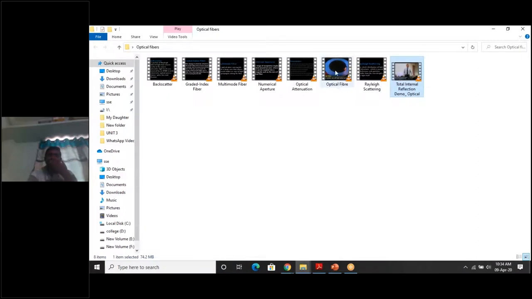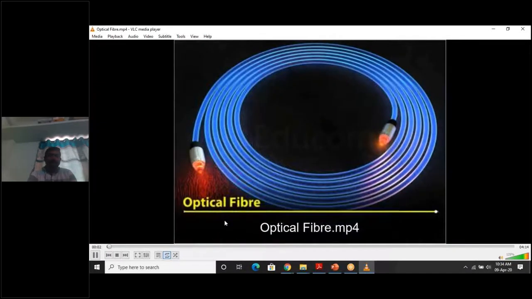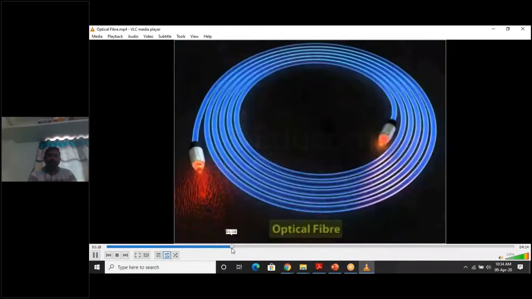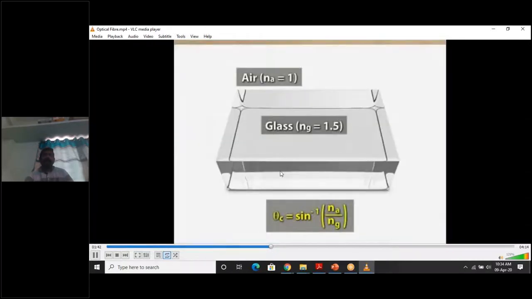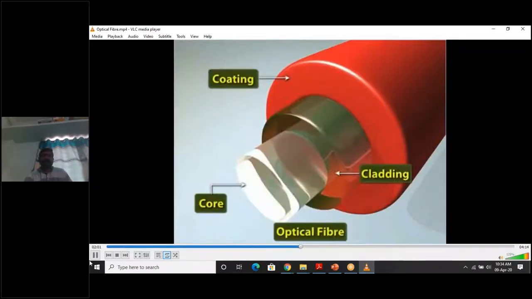Yes, these are the parts of optical fiber. Already I explained to you, this part is the core, which is made up of glass. The surrounding part is called the cladding, and this is called the buffer jacket. Core is the denser medium, cladding is the rarer medium, which are generally made up of glass, and this is the coating or buffer jacket.